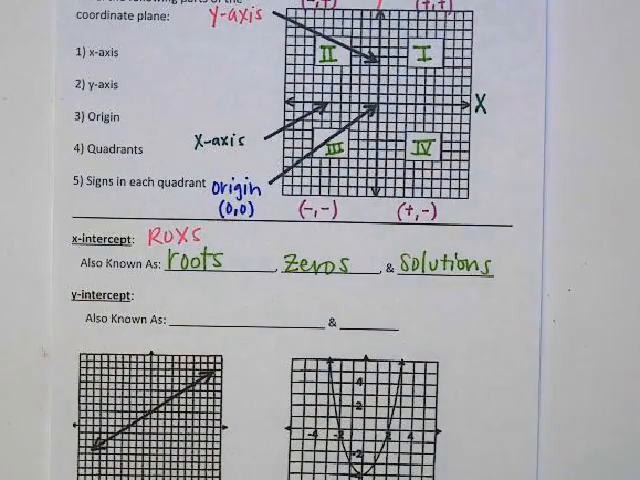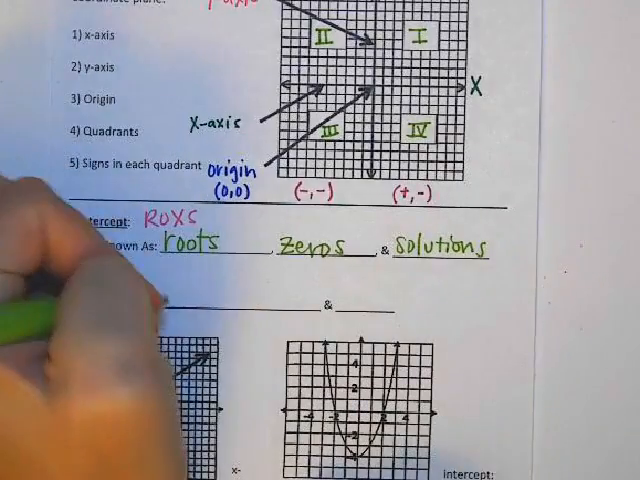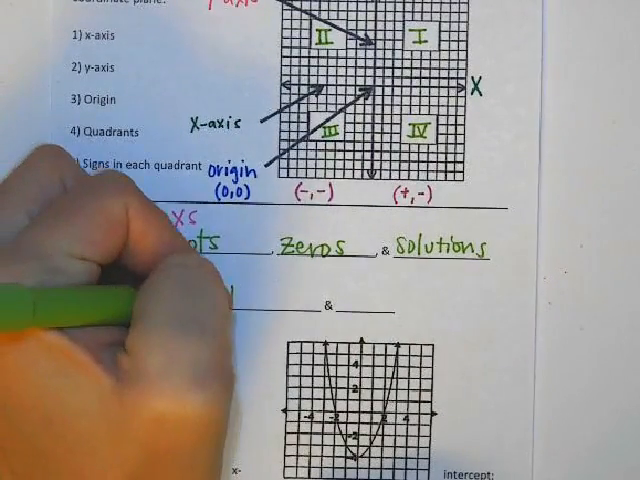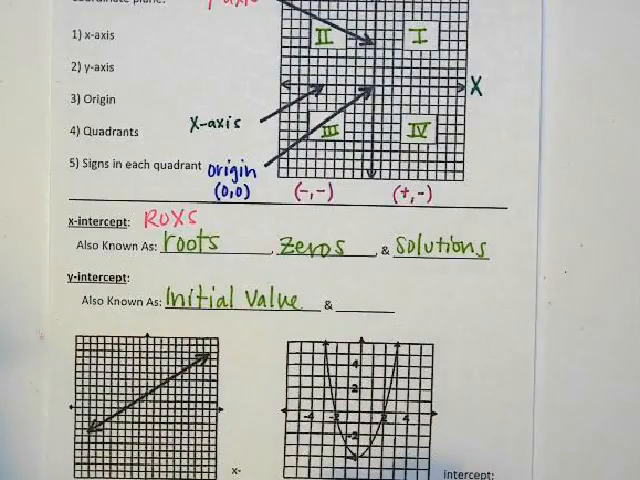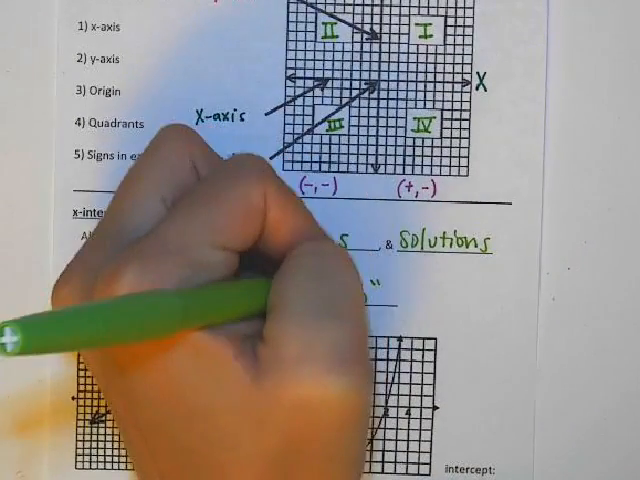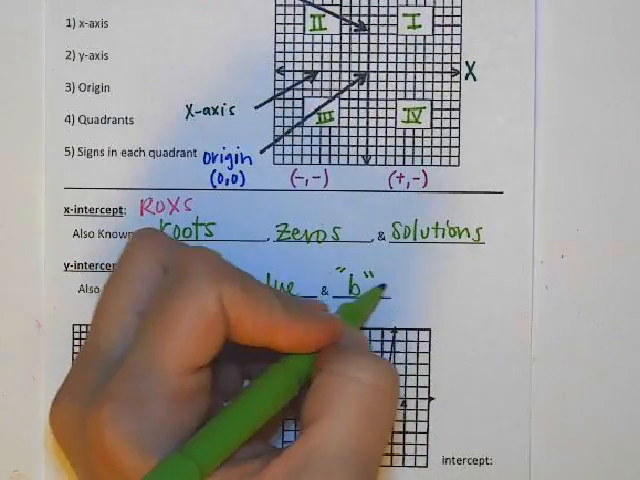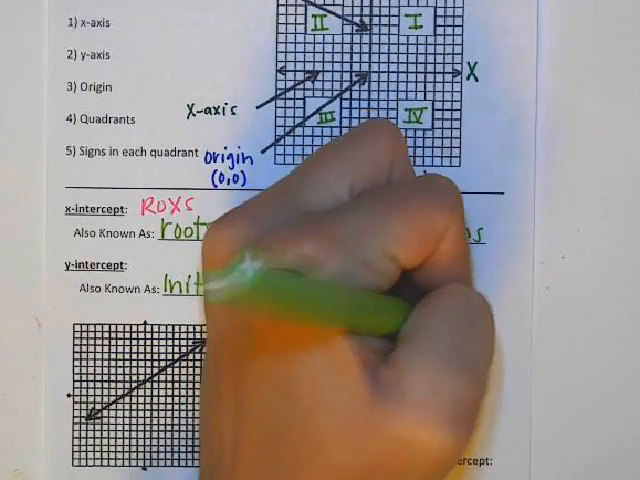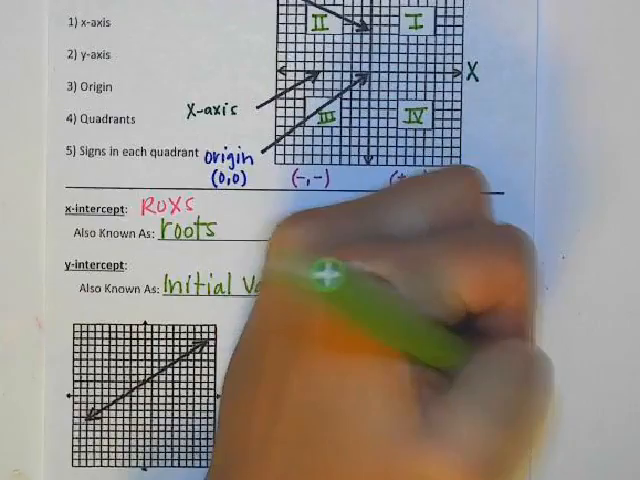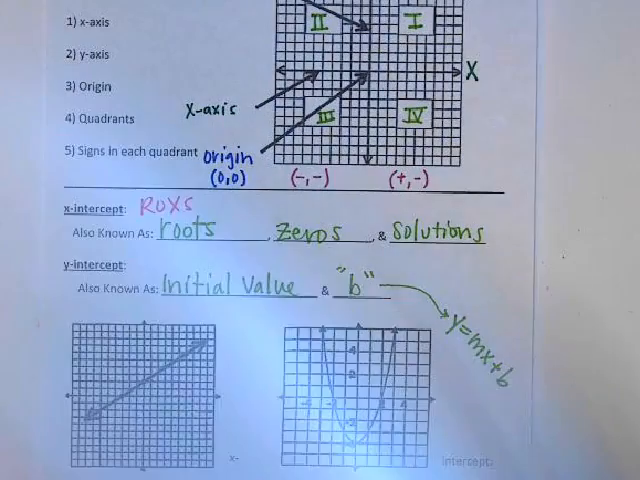Okay, y-intercept. Another word for your y-intercept is your initial value. It's where you start. Initial value. Put your calculator down. I'm not on it. And it's also known as your b. What does b mean? Y equals mx plus b. Your b is your y-intercept. If you have an equation in y equals mx plus b form, the b is your y-intercept.